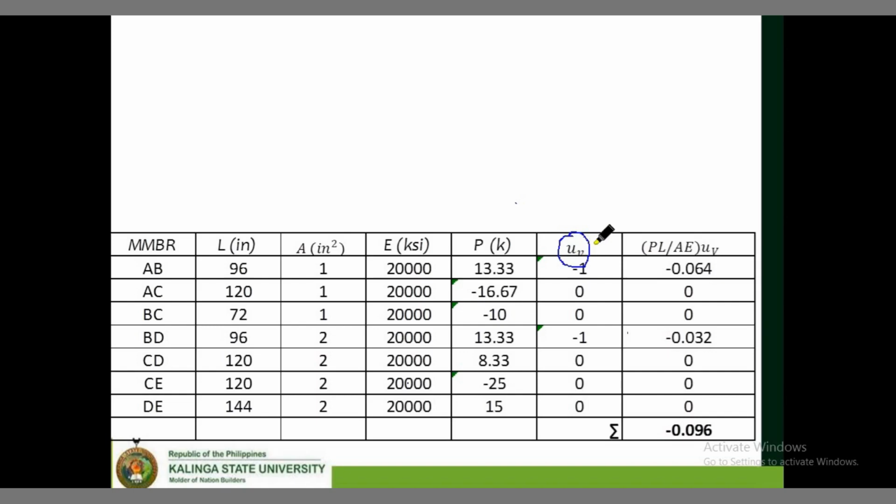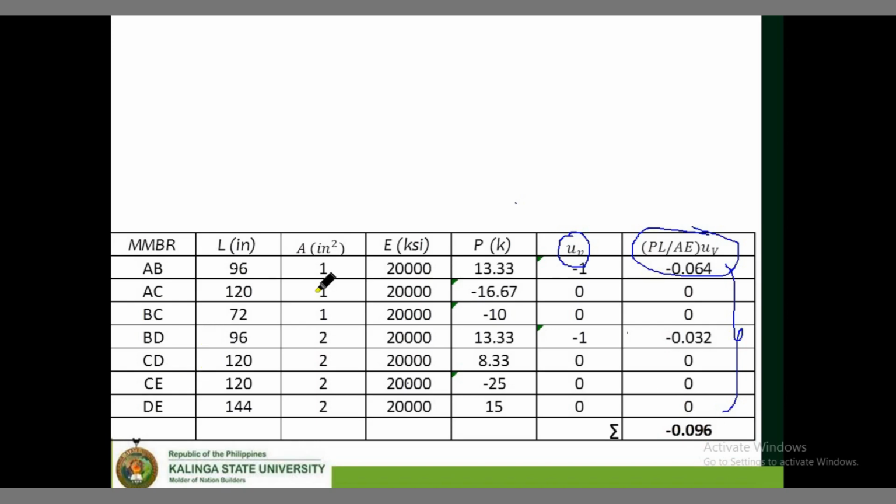Bakit ko nilagyan ng V? Kasi sa problem, isang joint lang ang kinoconsider natin. Kaya, may vertical deflection tayo kay joint A. Kaya ko dito nilagay na UV. Yan. So, follow na lang natin yung ginawa natin in the previous examples. After na nakuha natin yung PL over AE times UV, you take the sum of all of this and lumabas sa calculations ko, negative 0.096.